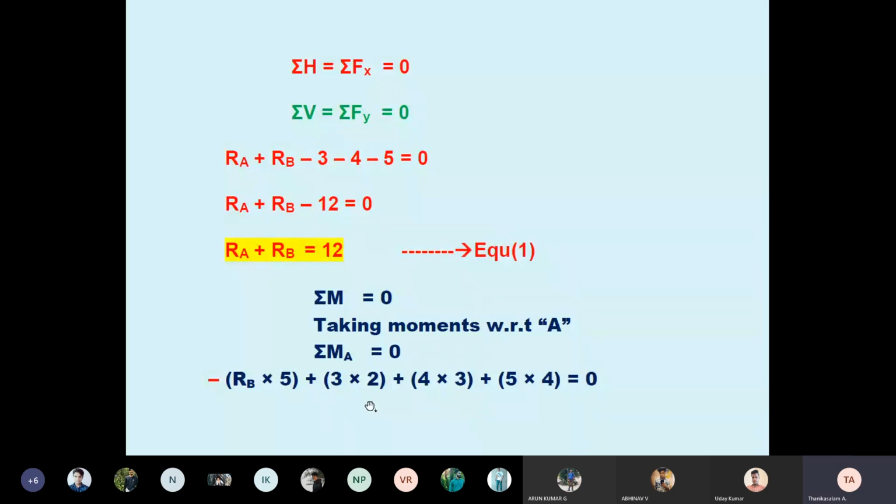Students, be careful. I have always taken the reference point as support A. Therefore I have written summation M equal to 0. Now I am taking moments. With respect to A, from the reference point, how much distance is the force acting? Whether 2 or 3 or 4.